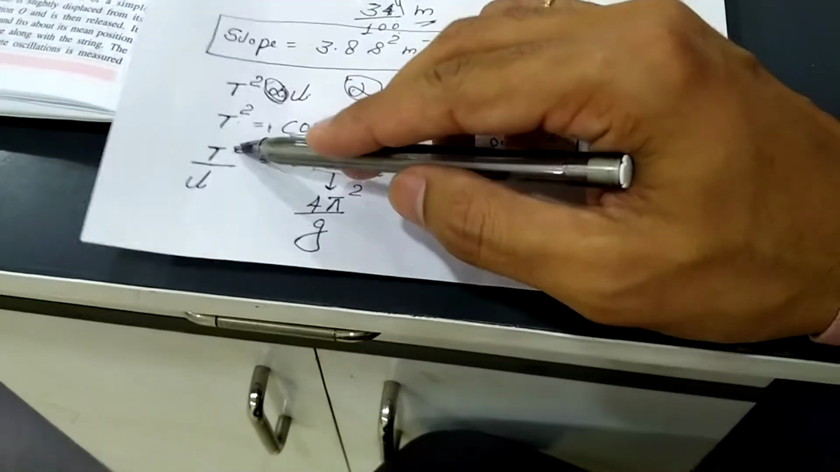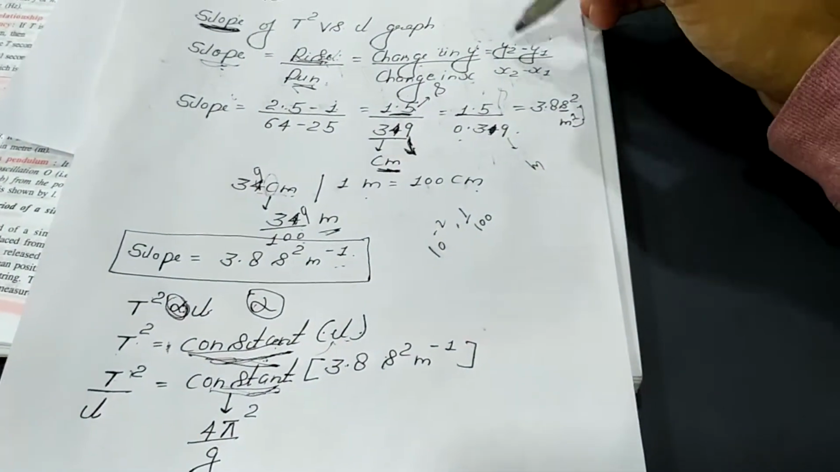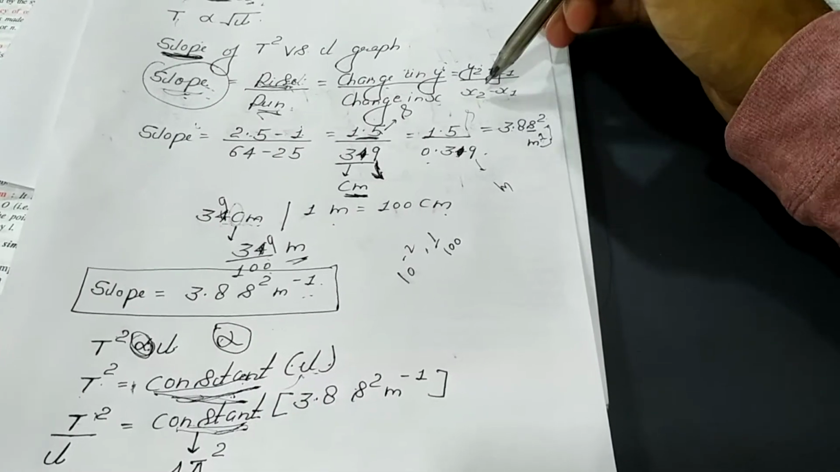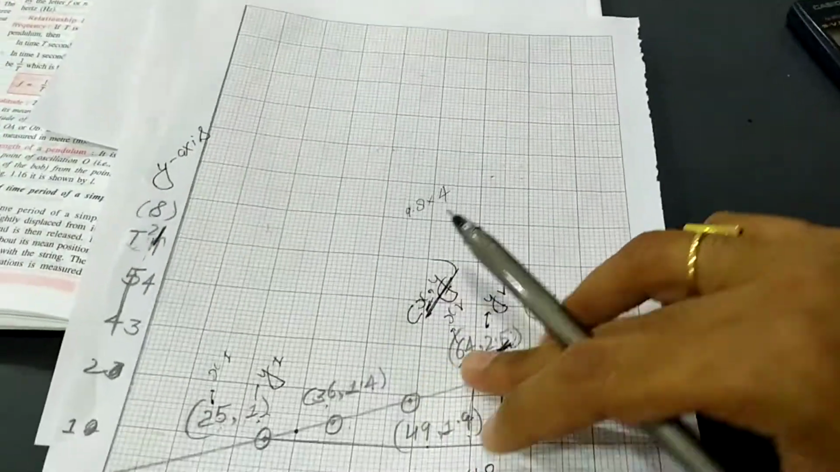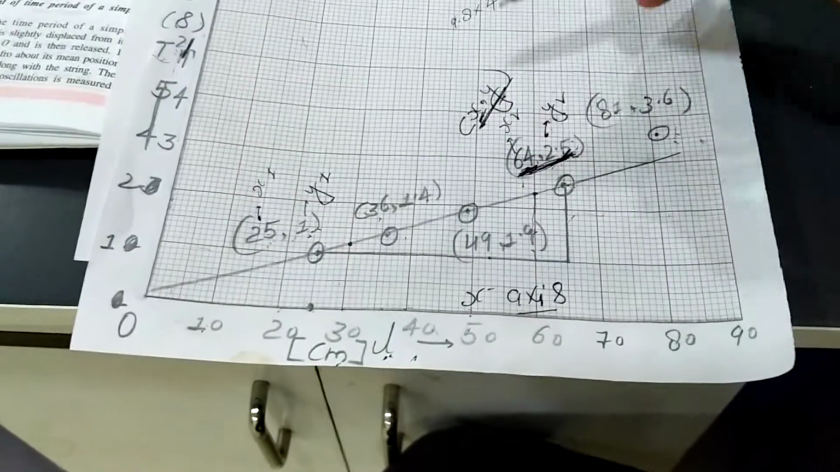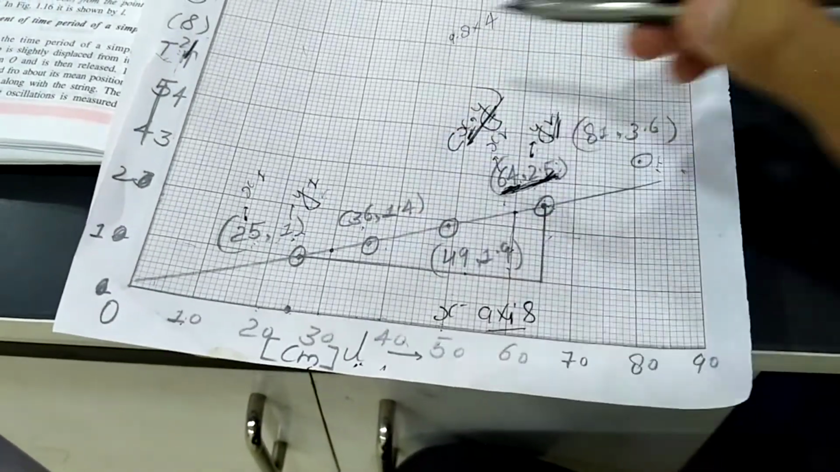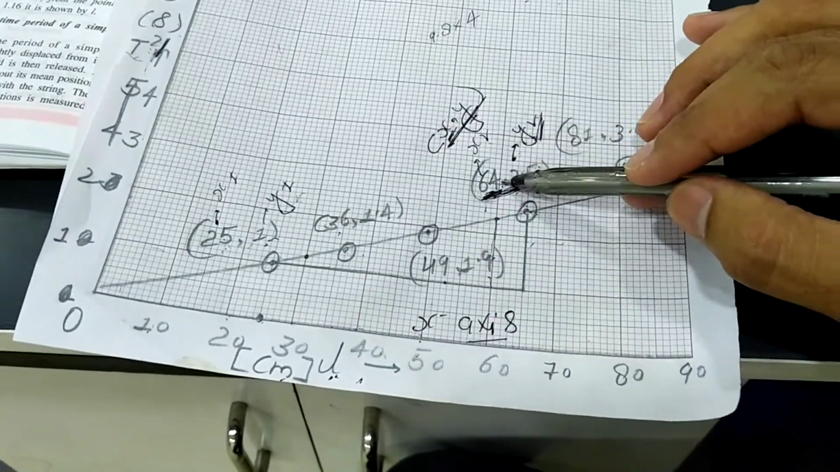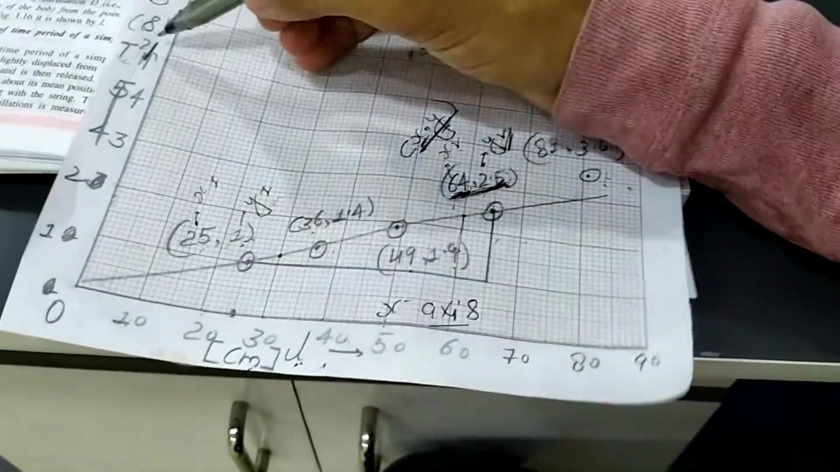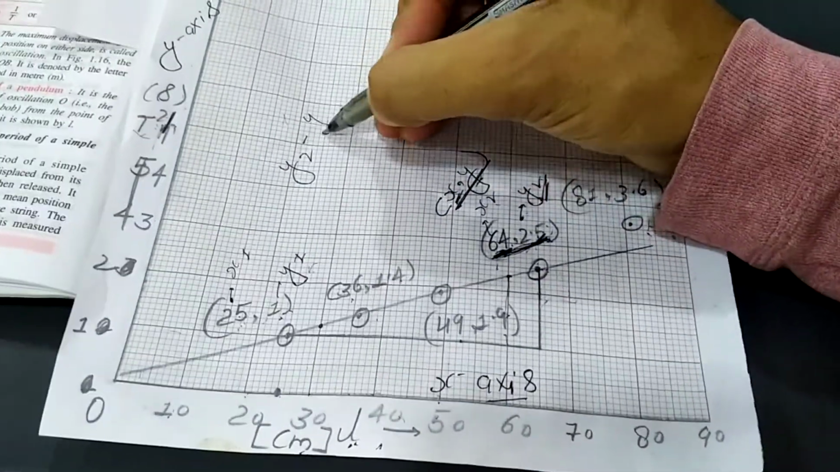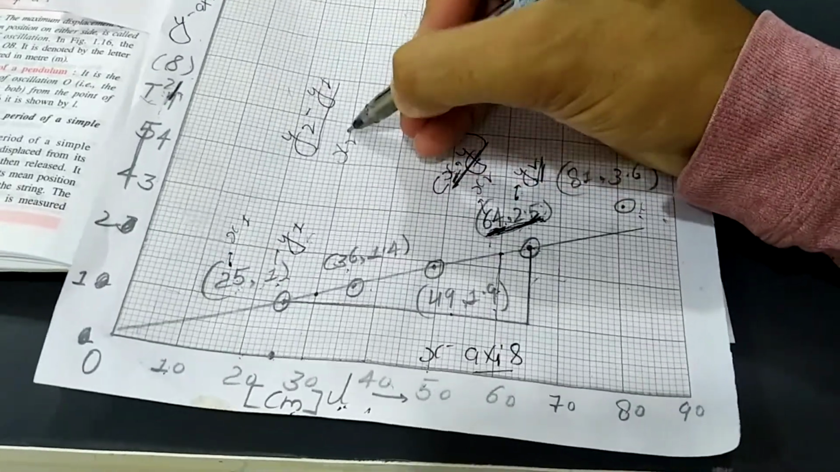And the value of this t square upon L, if you remember, this slope is what? This is t square upon L. Isn't this slope t square? How can I say that this is t square? You can say that slope is the y2 minus y1 upon x2 minus x1. But if you see, what are the values of y2? Time. What is the value of y1? Time. What are the values of x2? Length. x1 length. So basically y2 minus y1 upon x2 minus x1.